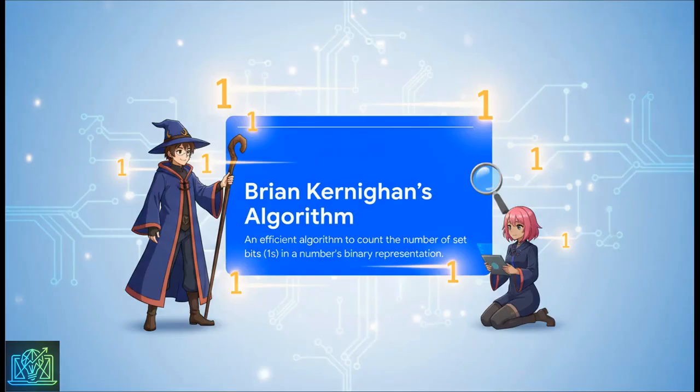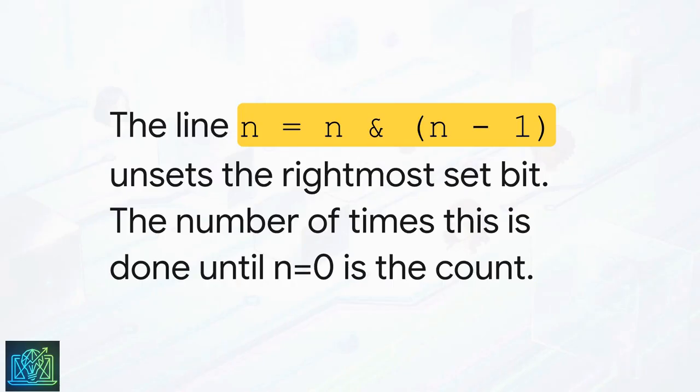Now, let me tell you about another famous spell, this one from the great wizard Brian Kernighan. What if you need to count the number of glowing runes, or set bits, the ones in a number? Well, instead of checking every single bit, this clever algorithm just jumps from one glowing rune to the next. The magic is actually in the same trick we just learned, n and n-1. It's amazing. Every time you cast the spell, it finds the rightmost one and magically just turns it off.